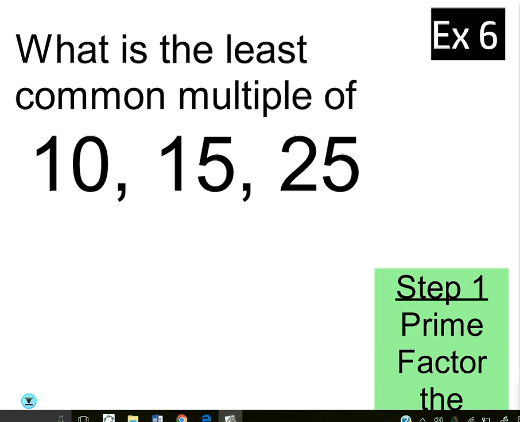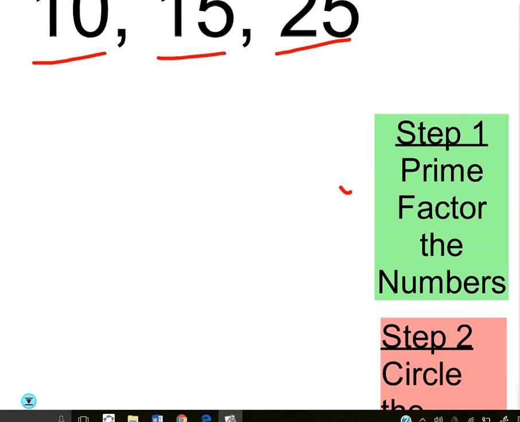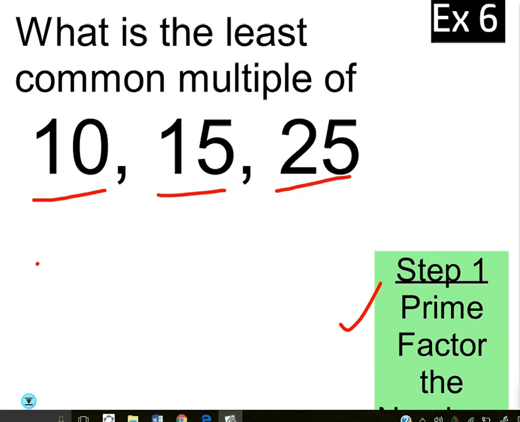One more example. 10, 15, and 25. We're not doing the GCF. You're right, 5 is the smallest number that goes into them. Remember, the least common multiple is the smallest number that they all go into. Well, in this one, we're really going to have to do the work, so we're going to have to prime factor first.